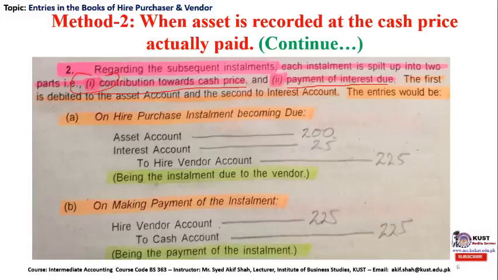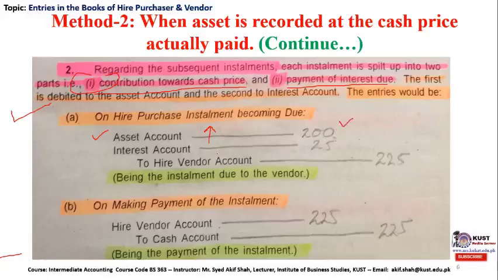So the first is to debit the asset account and then the interest account. Since the interest is an expense for the hire purchaser, the following entries will be recorded in the books of the hire purchaser. The first one is on hire purchase installment becoming due. One year has passed and we have to record the hire purchase installment entry. Here the hire purchaser will have to pay another 200 rupees as decided in the deal. So the asset will be capitalized by rupees 200, and therefore an increase in asset is recorded by debit.